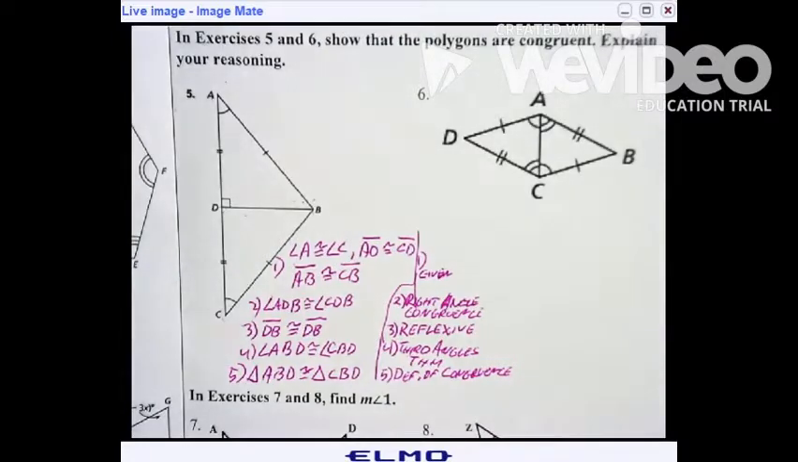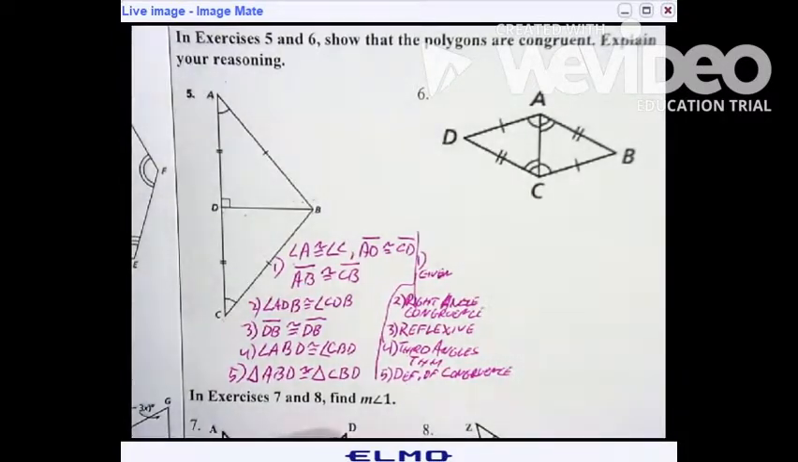I would like you now to do number 6. Okay, again, pause the video, work out number 6, and very important, explain each one. How do you know? Is it marked that way? Do I have some theorem that backs it up? How do you know that each of these sides, each of these angles is congruent to the other angle or the other side? And get all 6 sets to match up. Okay, let's see how you did.